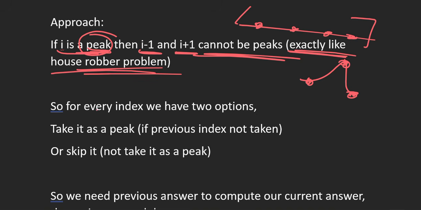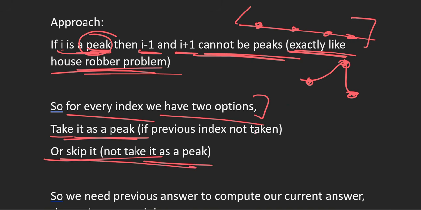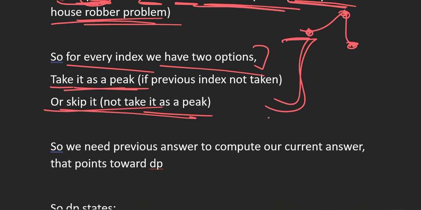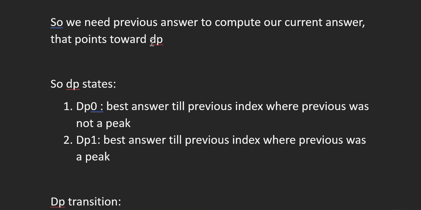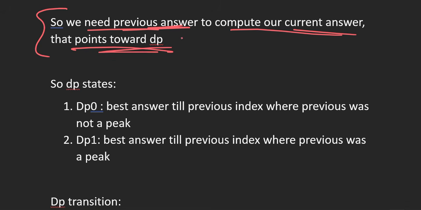So what we do in this question: for every index we have two options, that is either to make that index a peak or we can skip it. These are the two options that we have, similar to the robber problem, where we can rob a house or we can skip that house. So if you notice, for computing our current answer we need the previous answer. So this is pointing towards a DP solution, right?